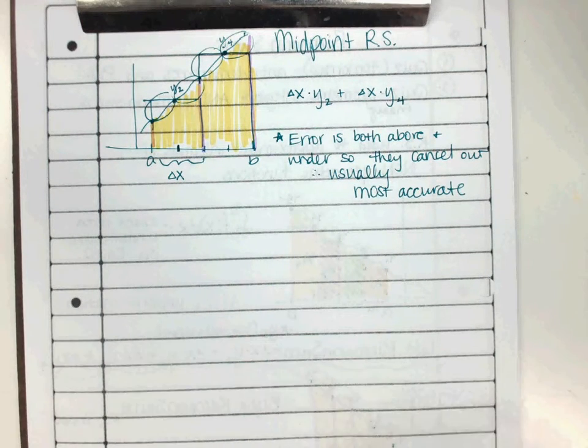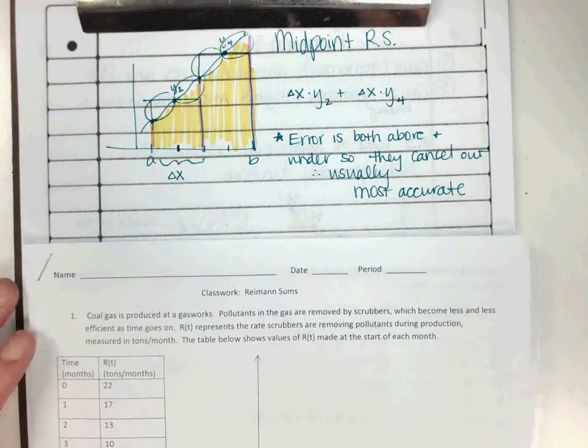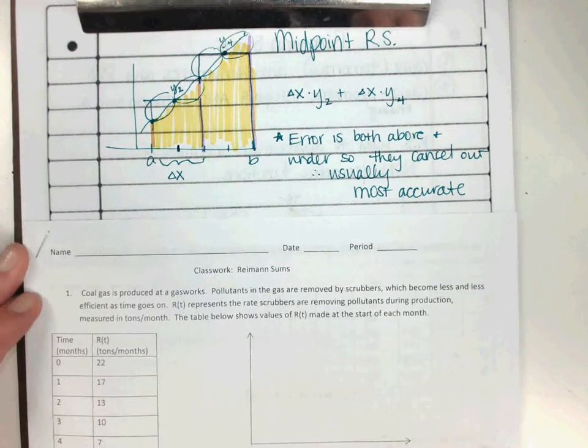Okay, so now you know all three. Go to your little sheet, your classwork. We're going to do it together. It's not homework. You don't ever have to do it for homework. We're just going to do it right now. So take a look at your first question.